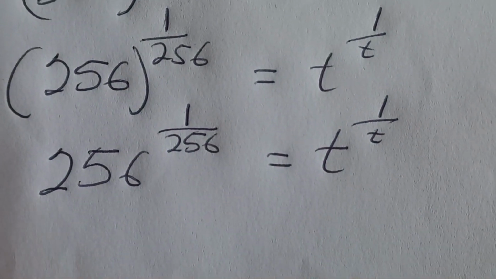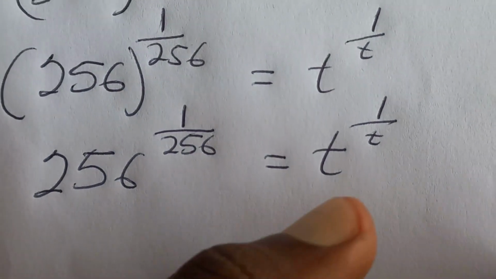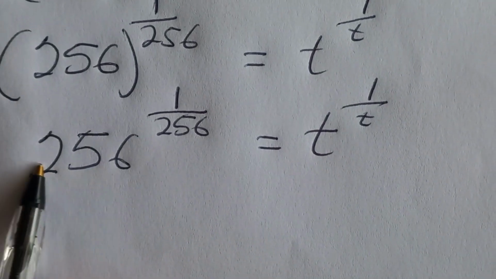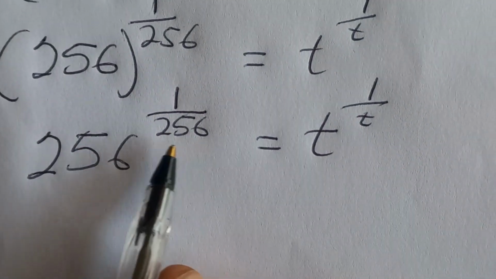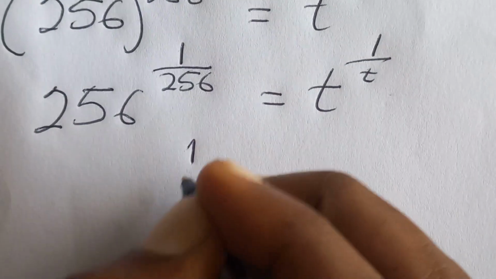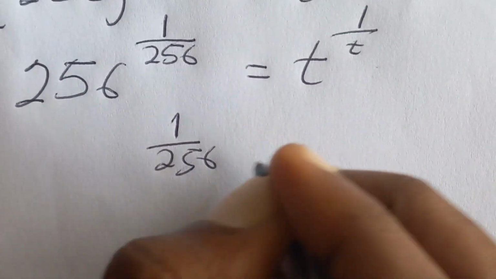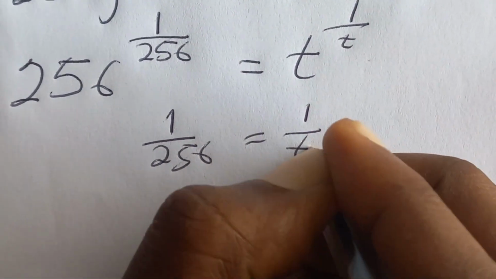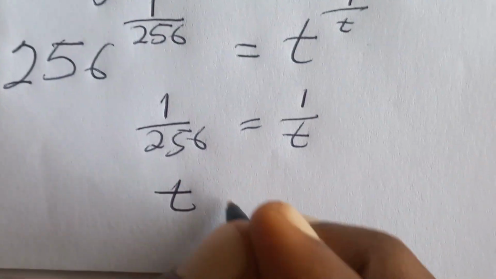Now, let us compare the left hand side to the right hand side. You can see that 256 is the same as this, and t is the same as this. So we say that 1 on 256 is equal to 1 on t. So we say that t is equal to 256.